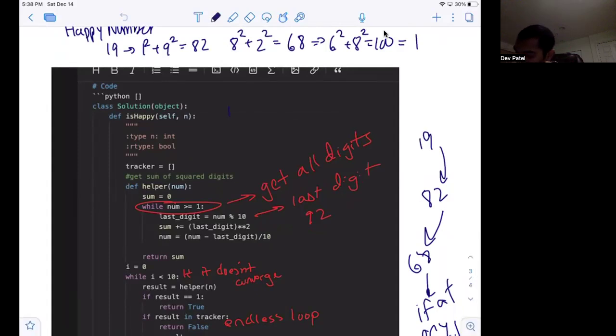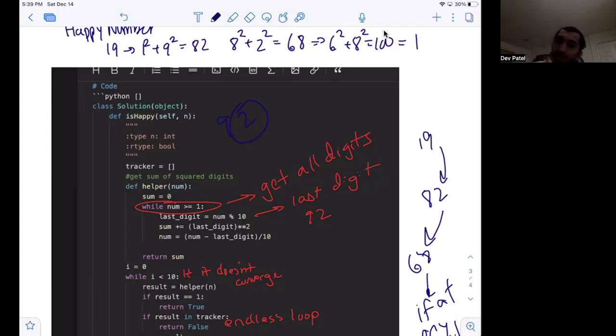So if we have 92 as an example, we're going to take the last digit, so mod 10, we're going to take 2, square that, and add it to our sum, so that's going to be 4. Then we're going to trim that 2. The way that we're going to trim the 2 is by subtracting the last digit from the number. So minus 2, that's going to get us 90.